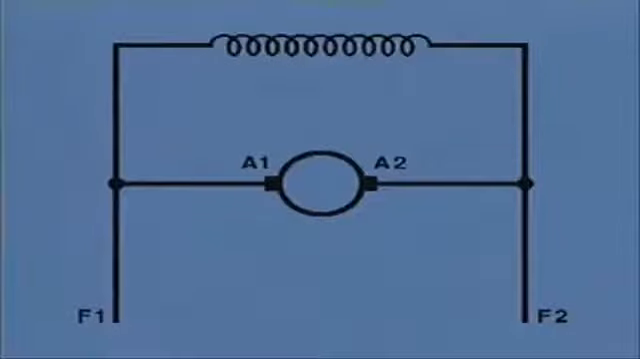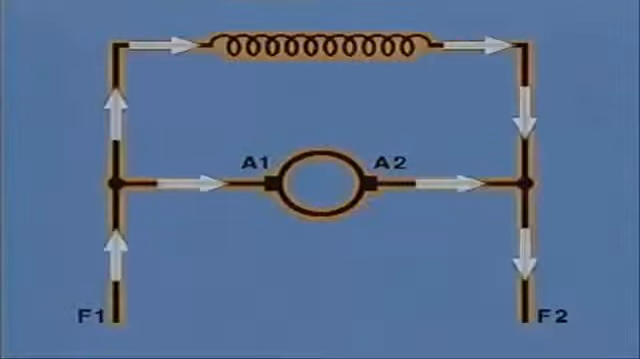Now, this is a schematic of a typical shunt motor. The letter F means shunt, so the shunt field is marked F1 and F2, and the armature is marked A1 and A2. In a shunt motor, the field coils and the armature are always connected in parallel with each other. So in this particular motor, there are two paths for current flow.